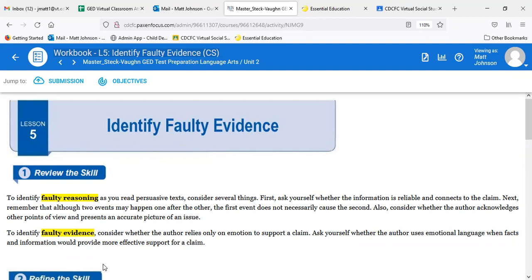To identify faulty evidence, consider whether the author relies only on emotion to support a claim, right? Appeals to sympathy, appeals to emotion. Ask yourself whether the author uses emotional language when facts and information would provide more effective support for a claim. So look for those, emotional language, look for strong language, look for them sort of, like in that last passage, painting a picture or asking you, how do you feel about this? In writing, you look for that type of language.